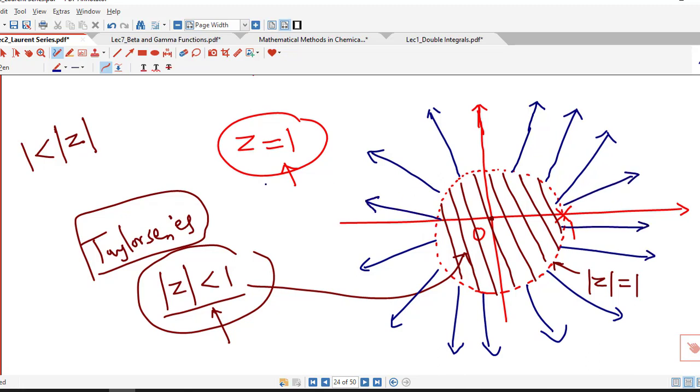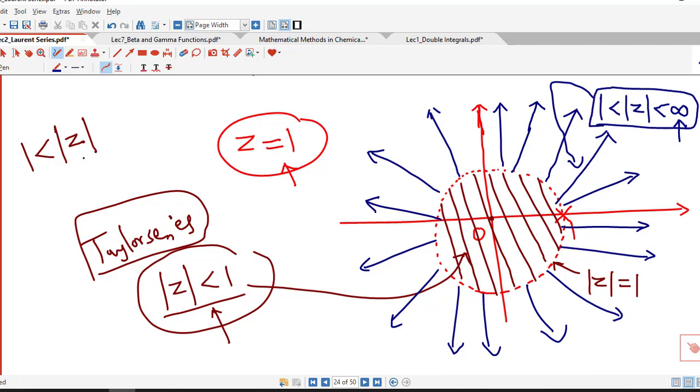So the set of all points outside the circle is given by absolute value of z greater than 1, and the function is not analytic at z equal to 1 only. So the function is analytic at every point outside the circle. Here there is no upper bound, we can write infinity. So this set of all points outside the circle is nothing but 1 less than absolute value of z less than infinity, or we can simply write absolute value of z is greater than 1.